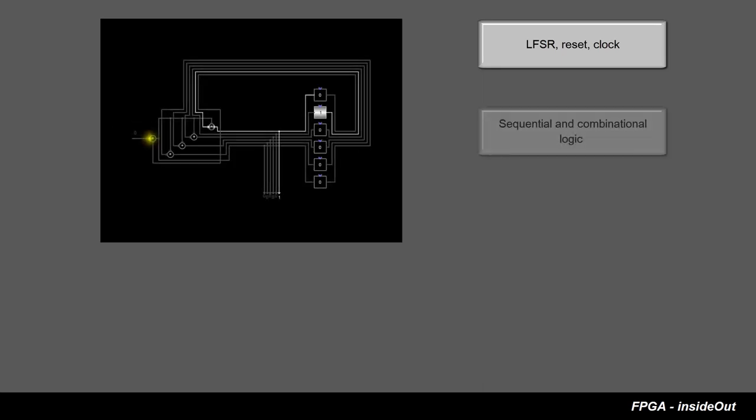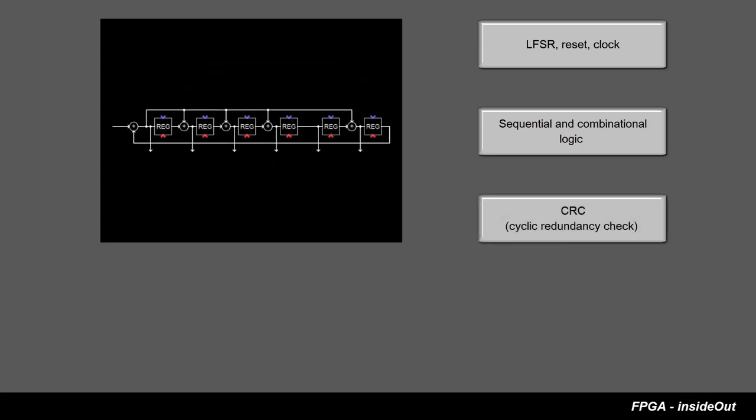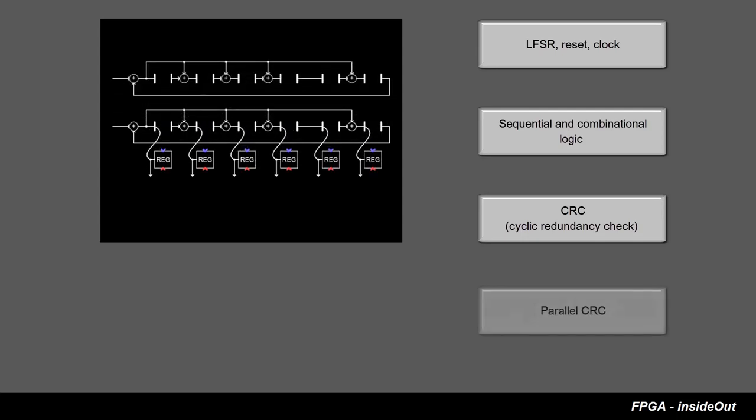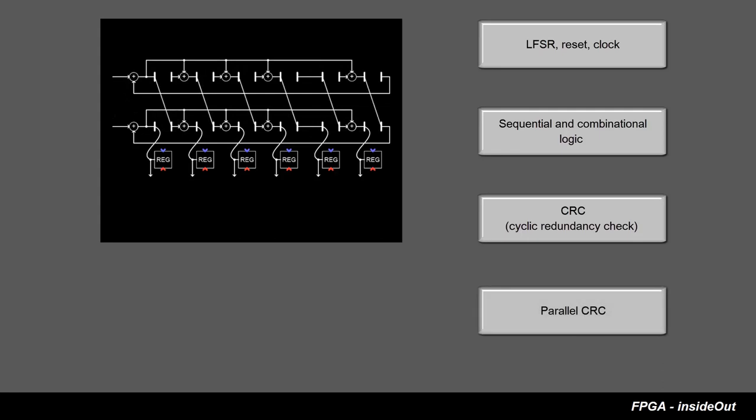We will start this session with evaluation of a linear feedback shift register circuit, talk about reset and clock signals, then we will talk about sequential and combinational logic. We will discuss why shift register circuit of this particular configuration is useful for CRC error detection. And we also demonstrate how to convert it into parallel CRC circuit.